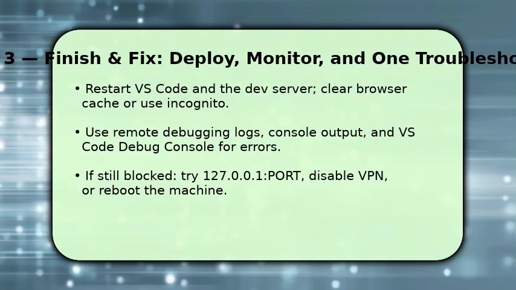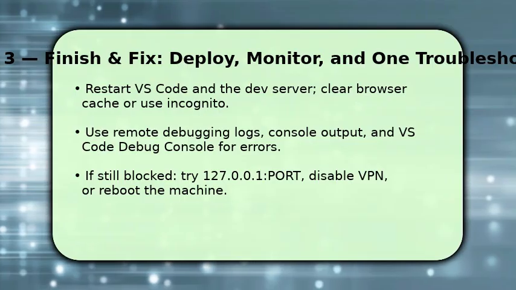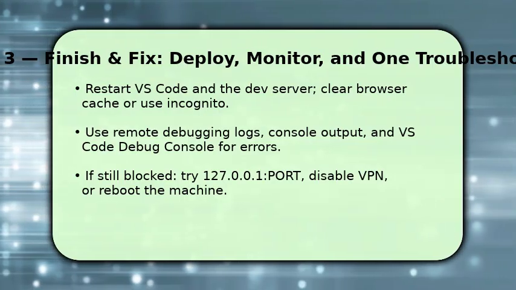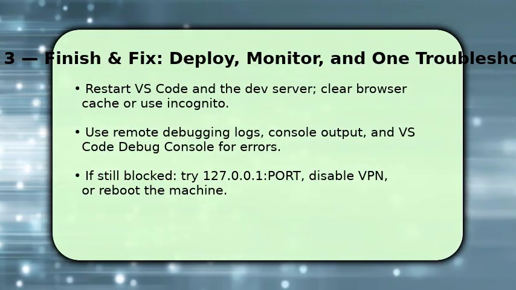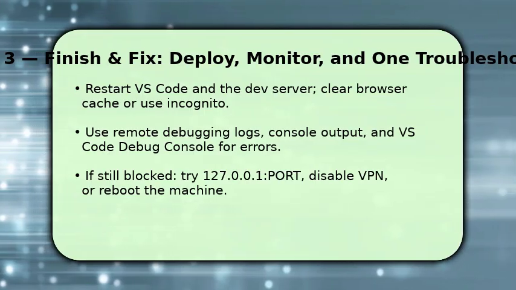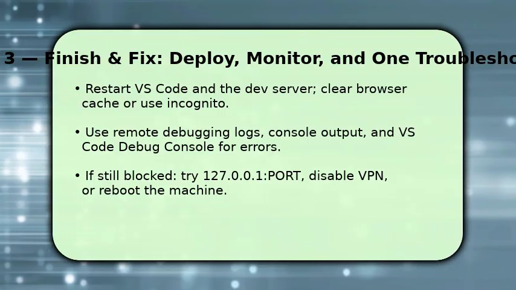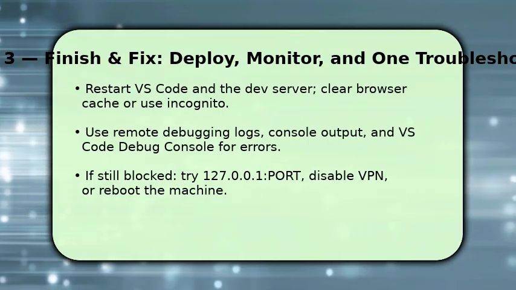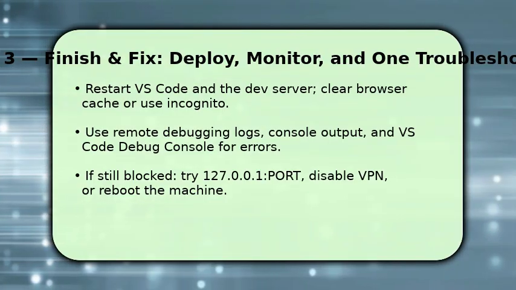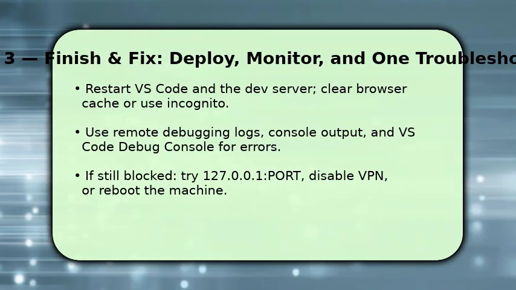To finish, restart Visual Studio Code and your development server, then retry connecting. Sometimes cached sockets or stale extensions cause refusal. Make sure your browser isn't serving cached error pages, using Incognito or Clear Cache. Examine debug logs and the debug console for stack traces or binding errors so you know why binding failed.